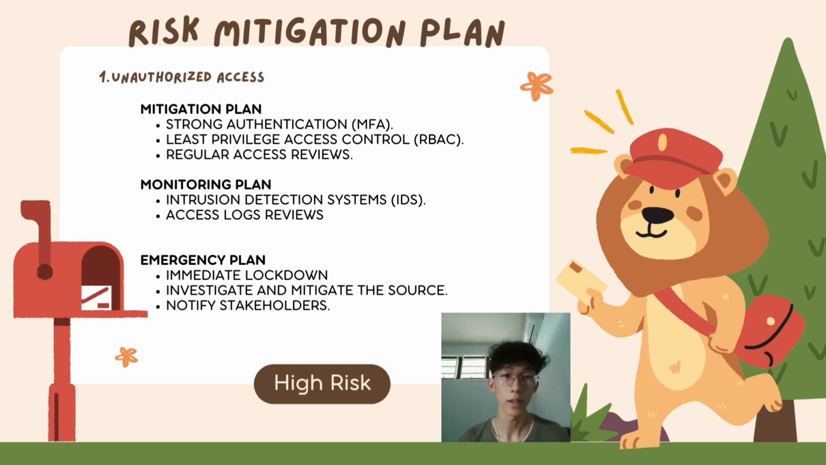So for the mitigation plan, to prevent unauthorized access to system and data, the company can implement multi-factor authentication, also known as MFA, to ensure that only verified users can access the system, and apply role-based access control (RBAC) to grant users only the permission necessary for their roles. And they should also conduct frequent review of access permission to ensure that only authorized users have access to the sensitive data in the system.